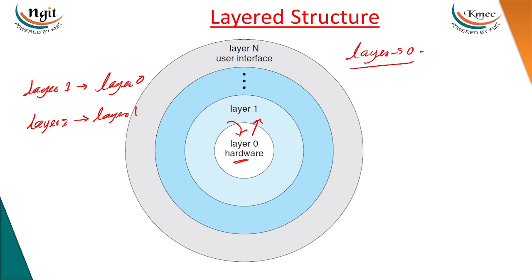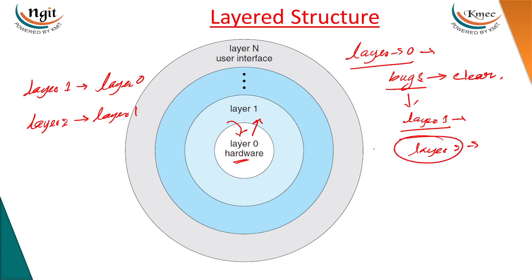At the time of implementation, if there are any bugs, we first need to clear all these bugs and move on to the next layer, that is layer 1. Once layer 1 is bug free and implemented correctly, then only we will move on to layer 2. So if there are any errors, we can easily find them in that particular layer only. Because we separated all the functionalities, if there is any error, we can go to that particular portion and find the error.